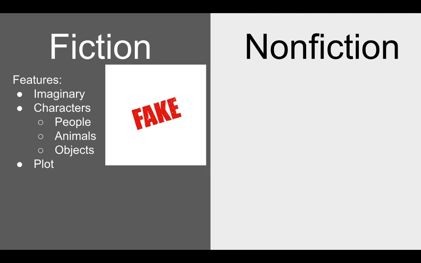There will also be a plot in fiction, and that plot will have a setting, a time and a place where the story takes place. There will be a conflict or a problem so that the characters have some sort of quest to go on, and that will eventually resolve itself. There will also be a theme or a lesson, some kind of takeaway from a work of fiction.